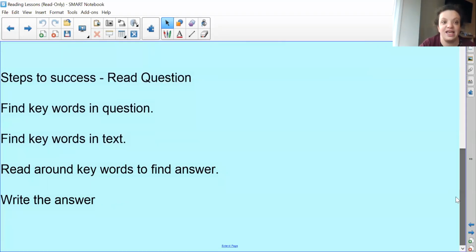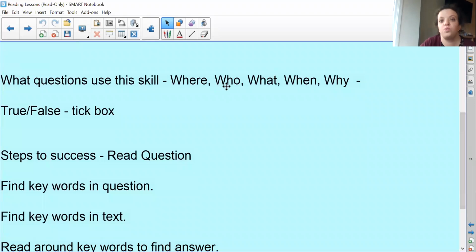So our steps to success. We're going to read the question, read what we've got to do. We're going to find the key words from that question. We're going to find the key words from our text. We're going to read around the key words to find our answer and then write our answer down. Another thing we'll probably do is check which of these questions, where, who, what, when or why we're doing, and that will help us know what our answer is going to be.